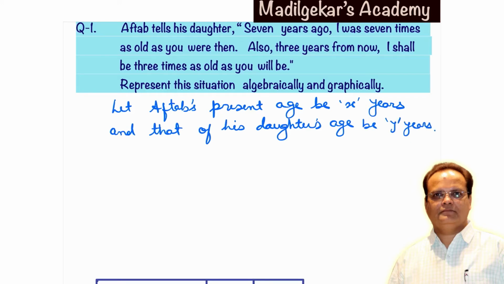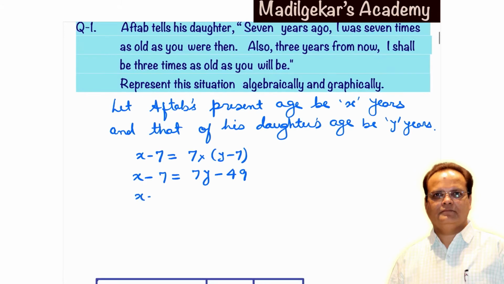Now from the data, it is given that 7 years ago means we'll subtract 7 from their present ages, x minus 7 and y minus 7. Aftab was 7 times as old as his daughter's age. 7 times means 7 into. That is x minus 7 equals to 7y minus 49. That is x plus 42 equals to 7y. So what is the value of y? This will be x plus 42 upon 7. This is the first equation.